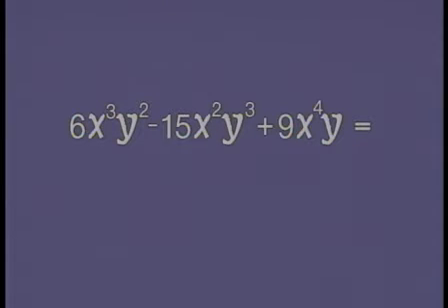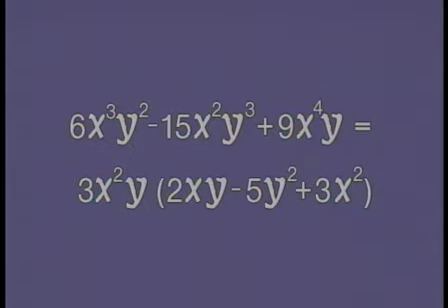If we look at the next visual, we'll see that. I'm not going to spend the time going through each step. You need to go back and look at your multiplication, lesson 2, but you'll see it's fairly clear. We multiply the number times the number, the x times the x, the y times the y, and we get 3x squared y times 2xy minus 5y squared plus 3x squared. Notice again, the second polynomial is in parentheses.